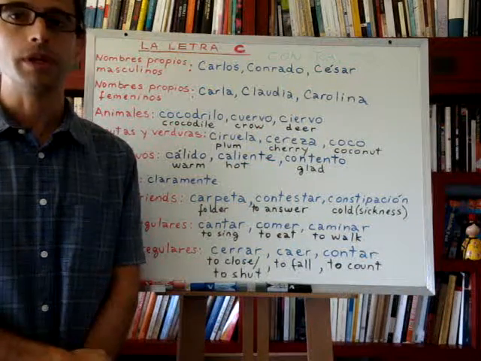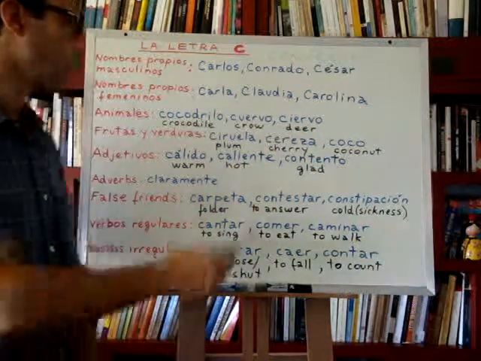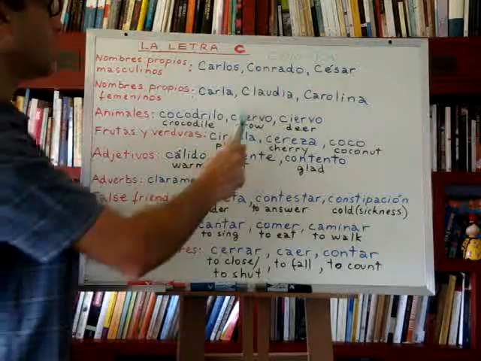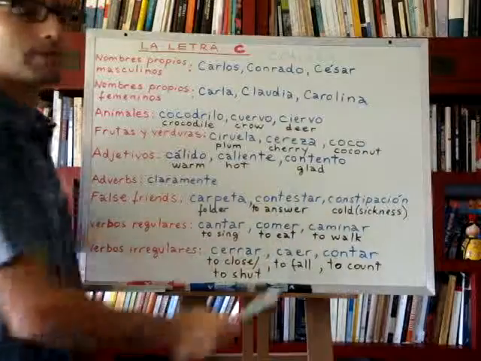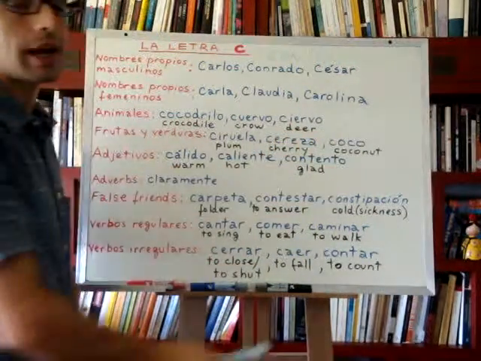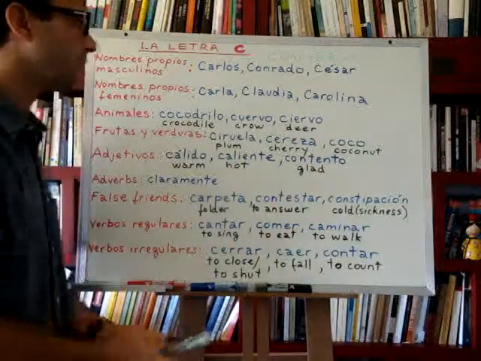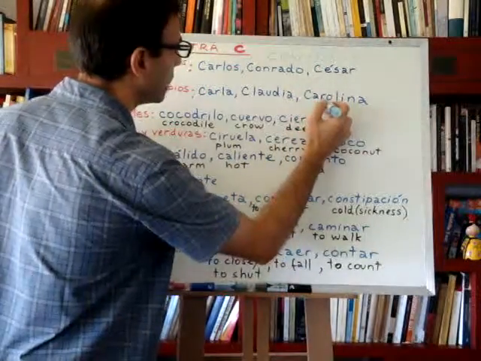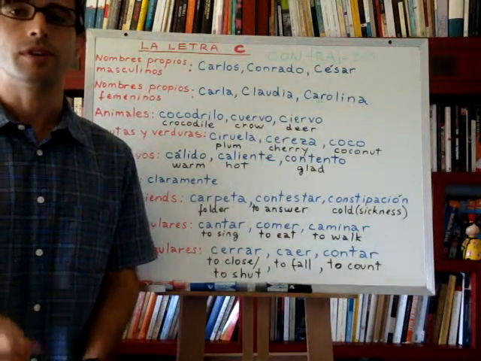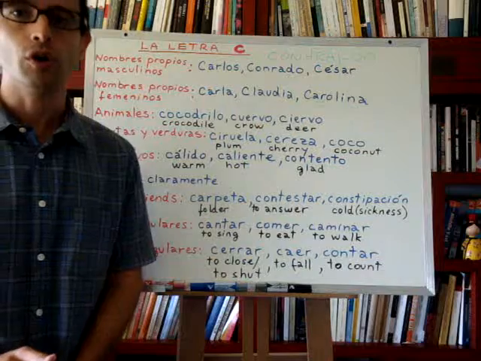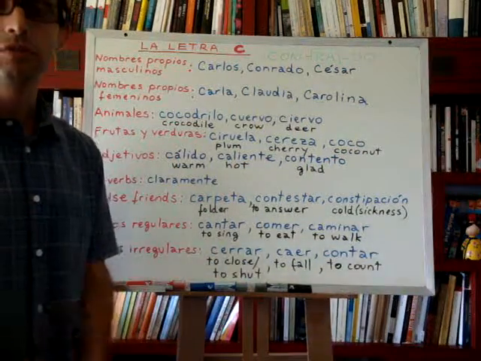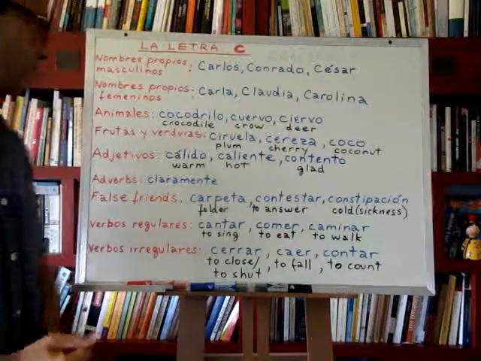Okay. Now, nombres propios femeninos. These are the feminine given names. We have Carla, Carla. We have Claudia, Claudia, and Carolina, Carolina. Okay? You can see how here, for Carolina, the R is not the rough R, it's a smoother R. Carolina. Okay? So try to differentiate those two different sounds of the R in Spanish.